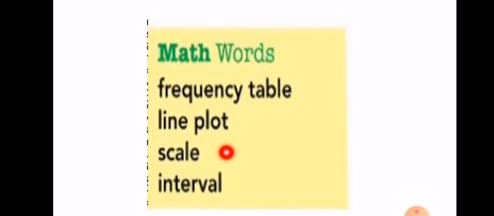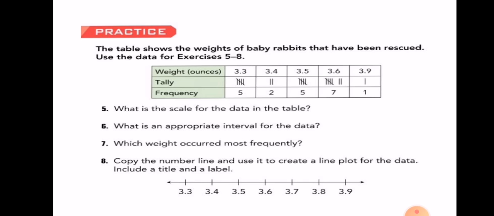The scale: we set the range of my values, what it will start with and what it will end with. The interval means the space between one number and another. I will count by 1, by 0.1, by half. Today we will take just whole numbers and decimals, no fractions. Let's see an example from your book.